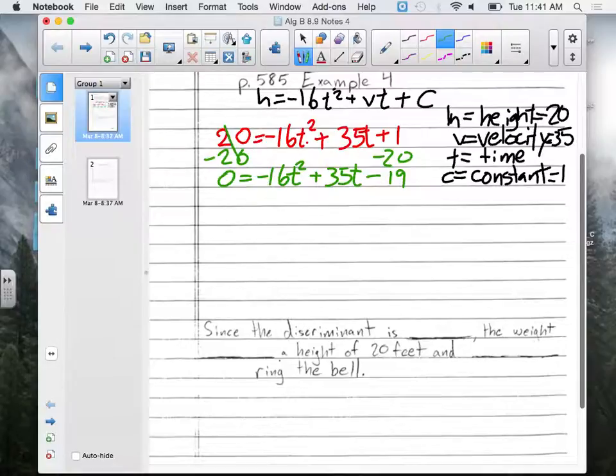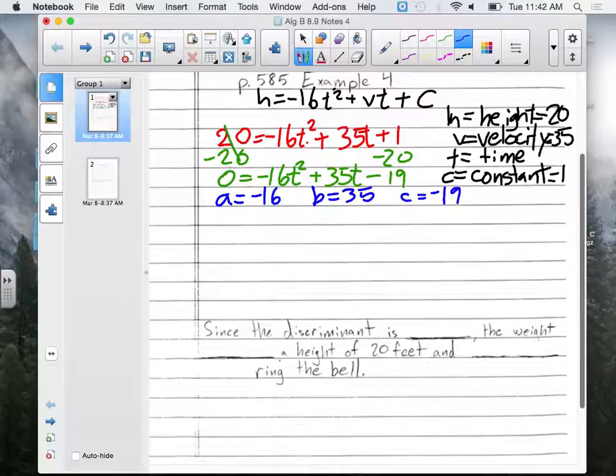All right, so this is basic quadratic form, right? So what do we always do when we have this and we're trying to find solutions? Try to see A, B, C. So what's our A? Negative 16. B equals 35. And C equals negative 19. So the problem is just telling us to use the discriminant to find solutions.